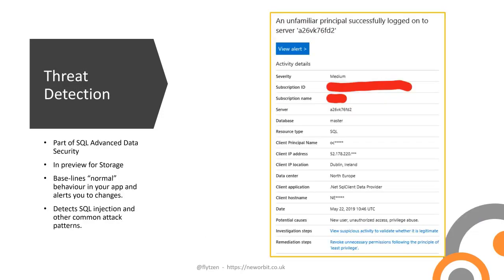The other one, if you use Azure SQL, is this thing called Azure Threat Detection. It's part of the SQL Advanced Data Security package. What that will do is monitor your SQL and baseline your SQL traffic, and it will tell you if something happens that is not normal. Again, not fixed rules, but based on baselining it automatically.